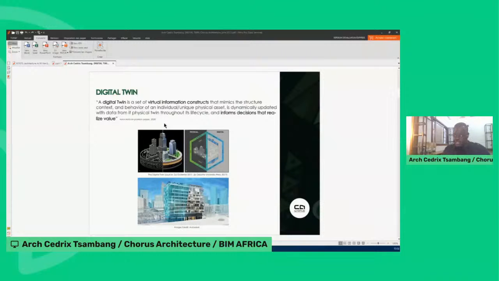first of all, what is a digital twin? There are many definitions. Obviously, some have been given in the beginning, but a digital twin is all about a set of virtual information constructs that mimic the structure of an individual unique physical asset. It is dynamically updated with data from its physical twin through its life cycle and informs decisions that realize value. So the idea is that we have to realize value, and to realize value, you must make sure that you are not committing error at the end. And if you are committing error, we use digital tools later on to be sure that we are getting the right data, the right information to move on.